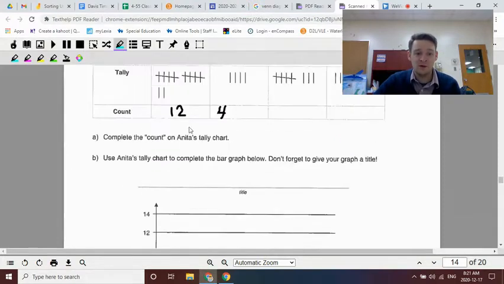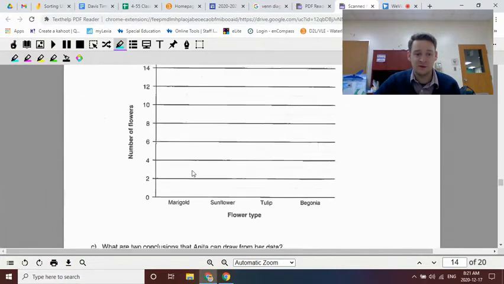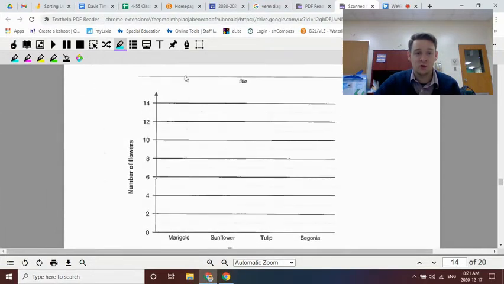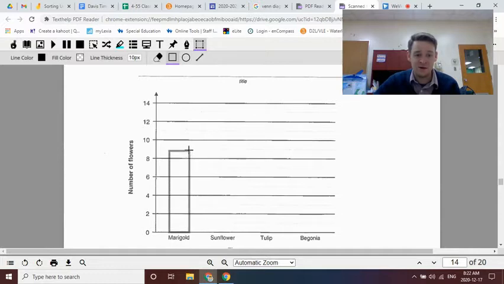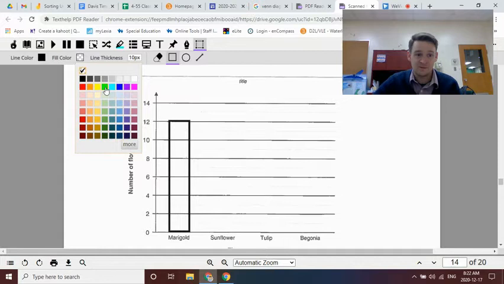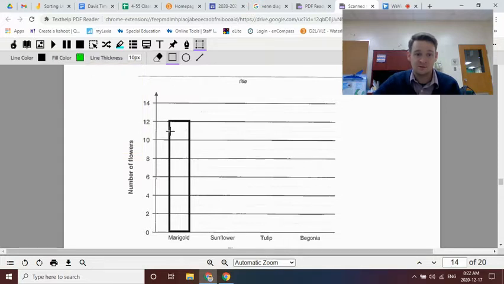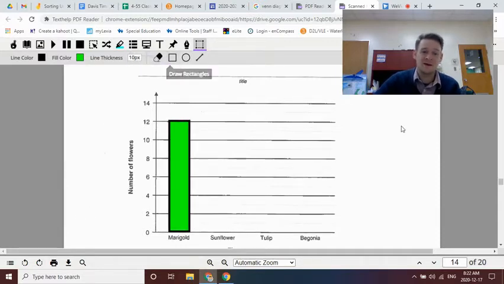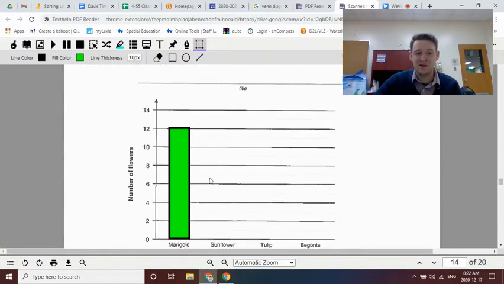So marigold, we knew there were 12 marigolds, I believe. So I'm going to use a ruler. I can't use a ruler, so what I'm going to do is use a rectangle shape. And I'm going to make a bar that starts at 0 and stops at the 12. Graphs always look a lot nicer if they are colored, whether you're using different colors for your bars or the same color. Just always stands out and looks nice.